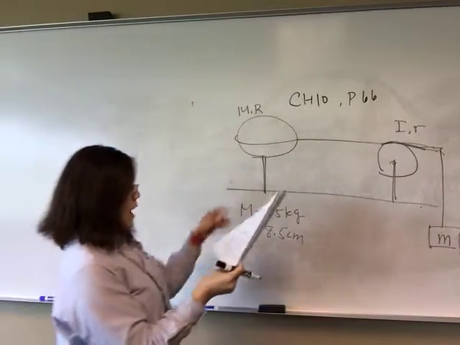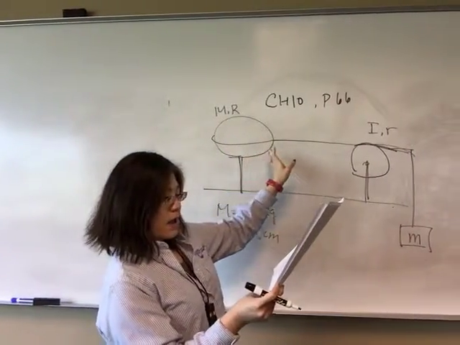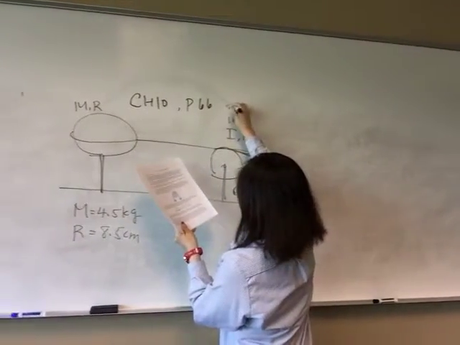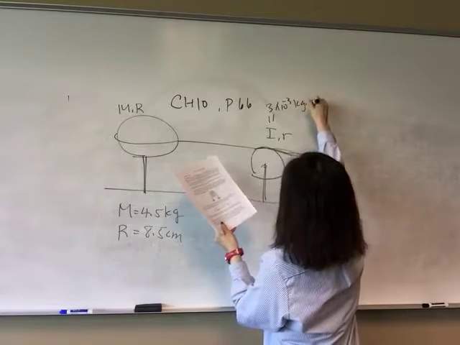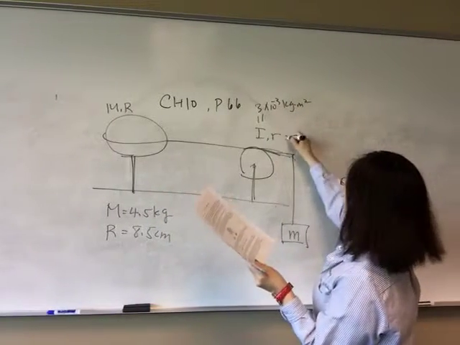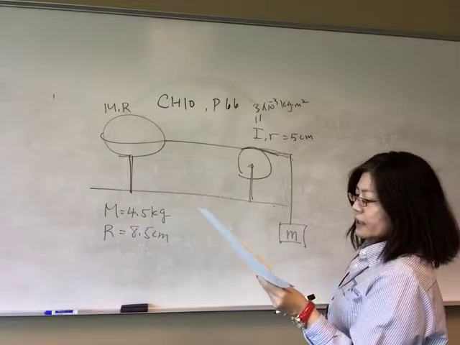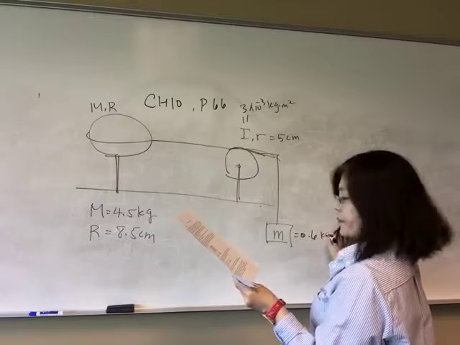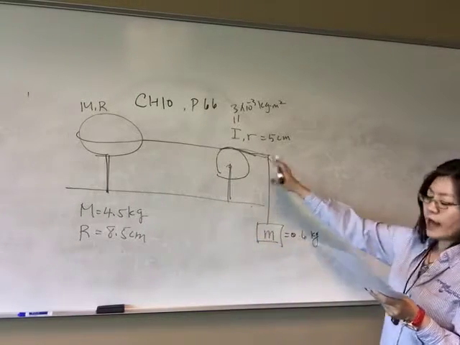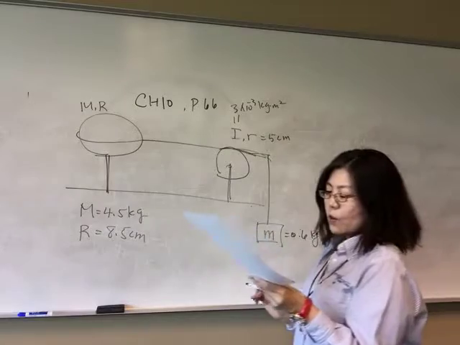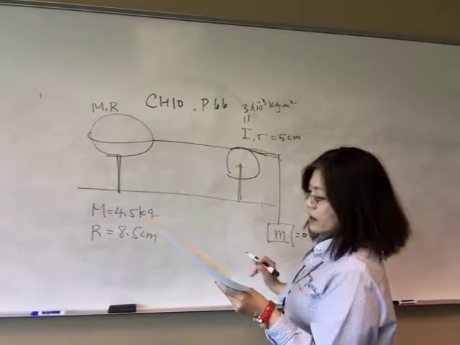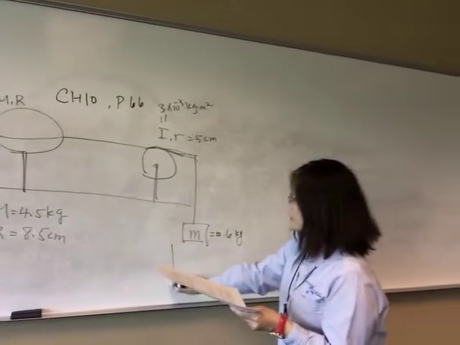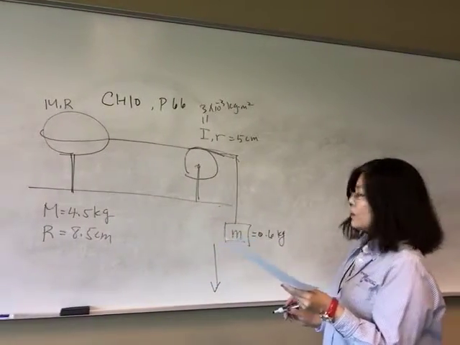A massless cord passes around the equator of the shell and over the pulley of rotational inertia that is 3 times 10 to the negative 3 kilograms times meter squared, and the radius is 5 centimeters, and it's attached to a small object, and this object has mass of 0.6 kilograms. There is no friction on the pulley's axle, and the cord does not slip on the pulley. Okay, and what is the speed of the object when it has fallen 82 centimeters after being released from rest?